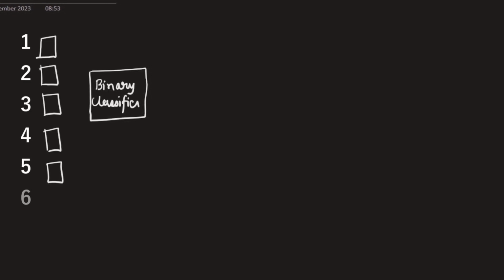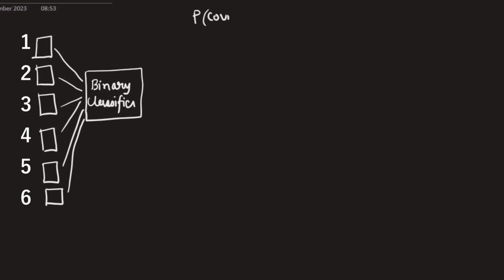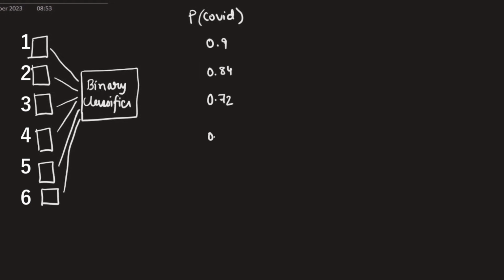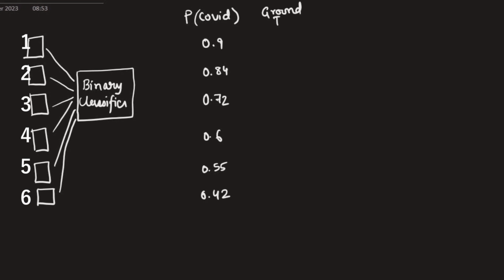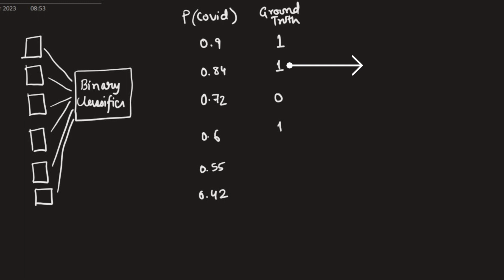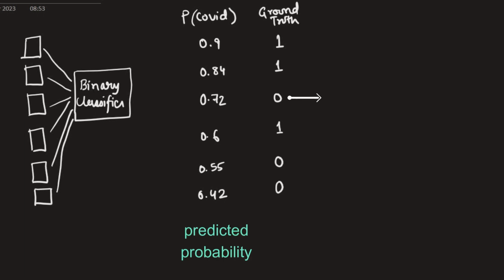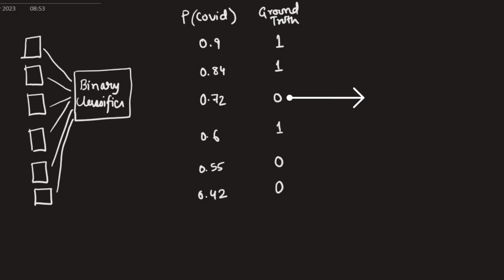Suppose we have our trained model which takes in a chest X-ray image and predicts the probability of the patient having COVID. So if we give it 6 chest X-ray images, it will produce 6 probability values. And for each of these chest X-ray images, we also know the ground truth. Ground truth of 1 means the image belonged to a COVID patient, while 0 means it was a healthy person. But our model is not giving us any labels, but only probability values.